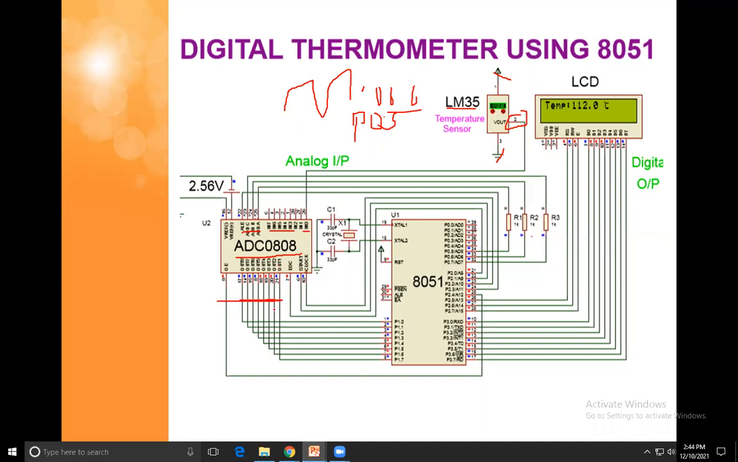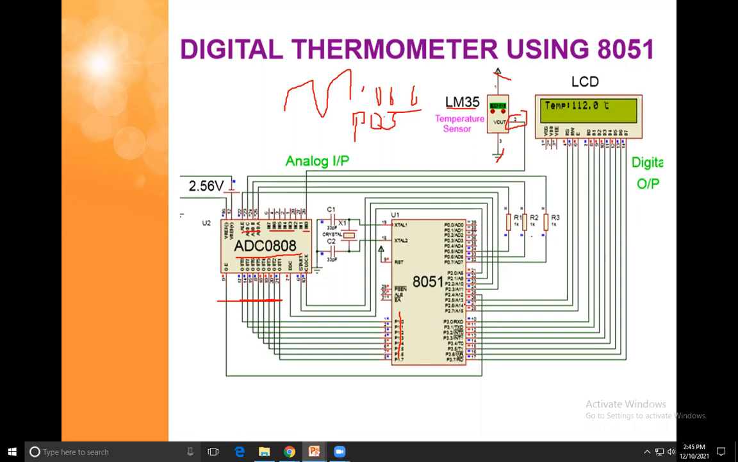These digital outputs are connected to port number one. So port number one's 8 pins are connected to the ADC's digital output. The analog input or temperature sensor input is given to the ADC 0808 at pin IN0. These pins are selected by the three input pins, port 0, 7, 6 and 5. So by using these three pins, you select IN0. Then in the ADC, the conversion of analog into digital form is made.